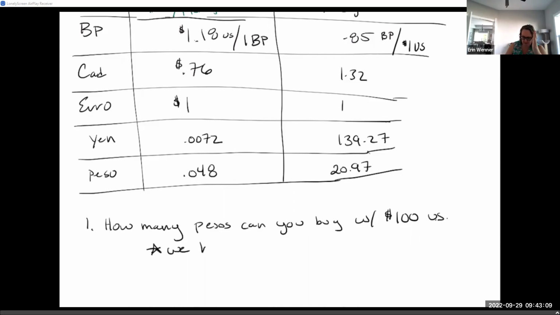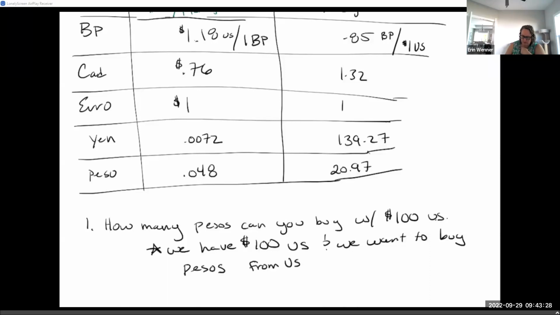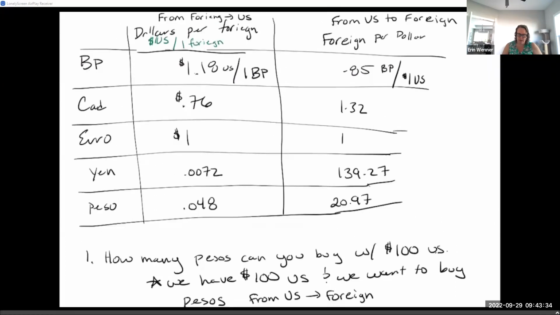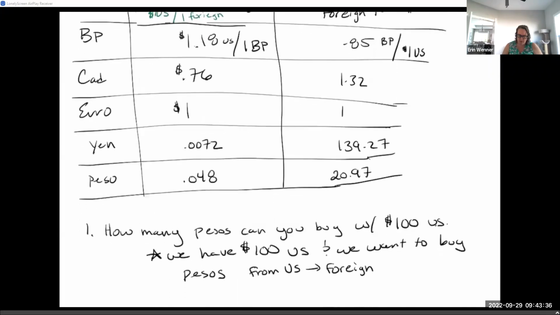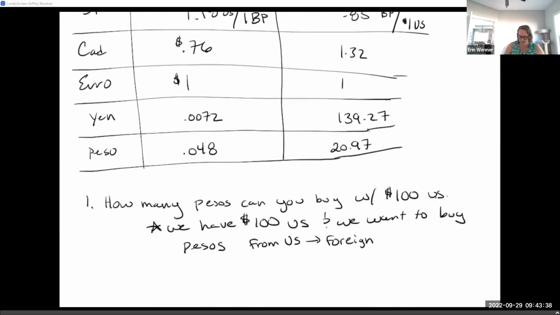We have $100 US and we want to buy pesos. So what that indicates is we are going from US to foreign. So when we have from US to foreign, we want that second column. So we're going to use the 20.97.